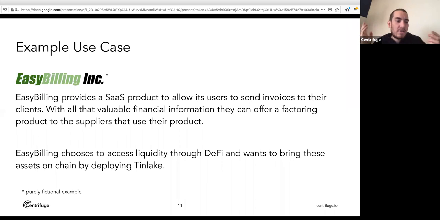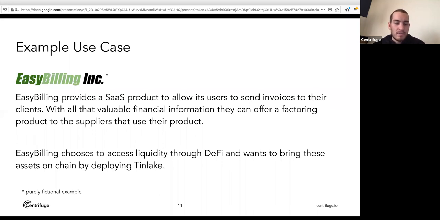So Easy Billing is a software as a service product that allows its users to send invoices to their clients. Easy Billing actually realizes that they have a lot of valuable financial information and they want to start offering a factoring product to suppliers. So Easy Billing says, actually the users that use my product would probably also want to finance these invoices. And if I can integrate that into my product, I can probably provide a much better user experience than what a supplier would get today when they go to a bank.